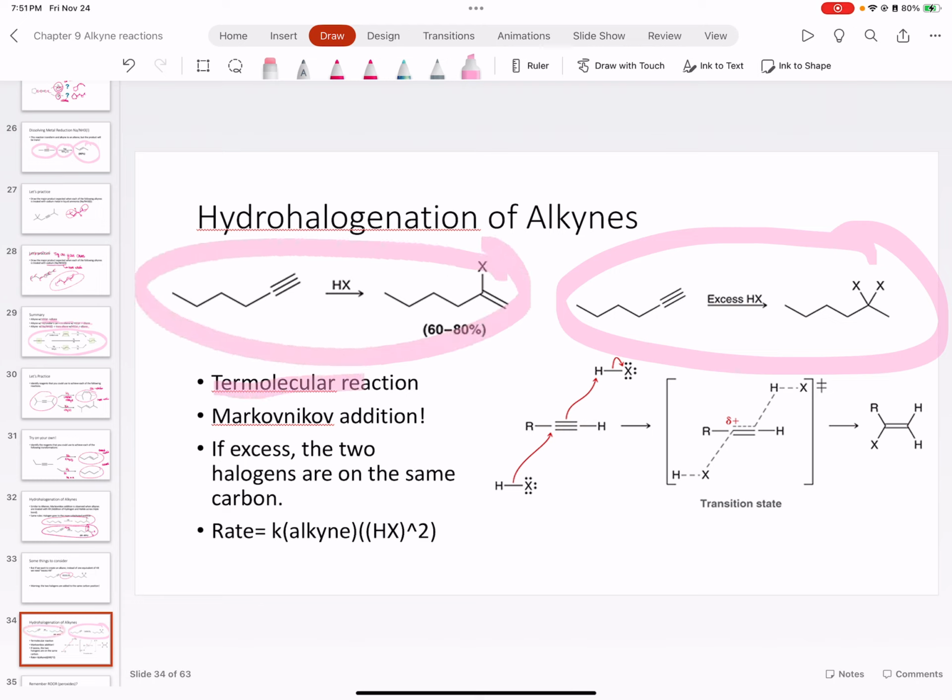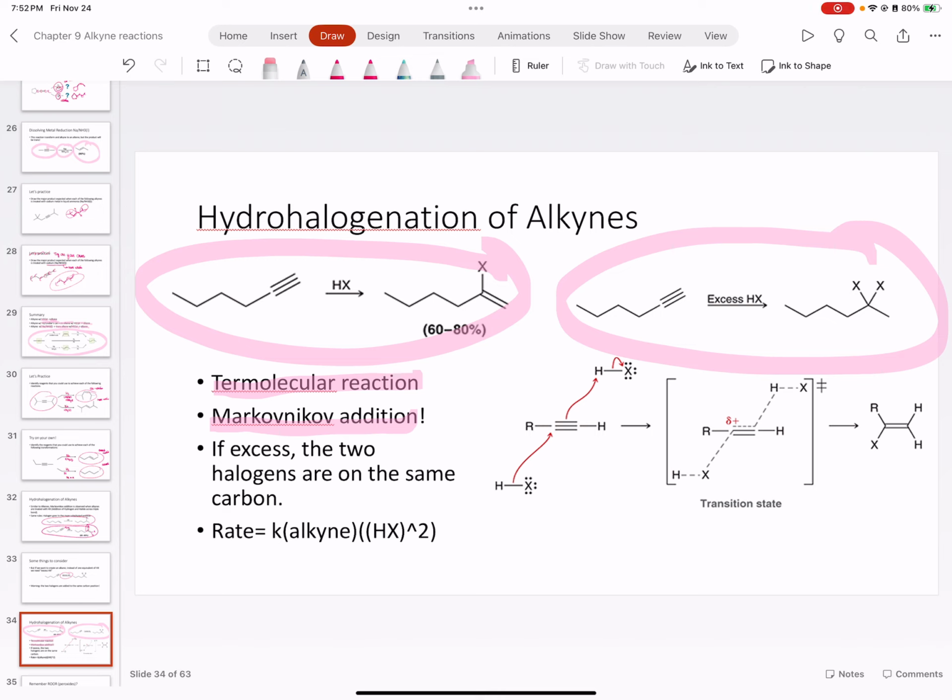This is a termolecular reaction. Like we said, it's a Markovnikov reaction. We're adding the halogen to the more substituted side. If excess, the two halogens are on the same carbon. And the rate for this reaction is k times alkyne times HX squared.